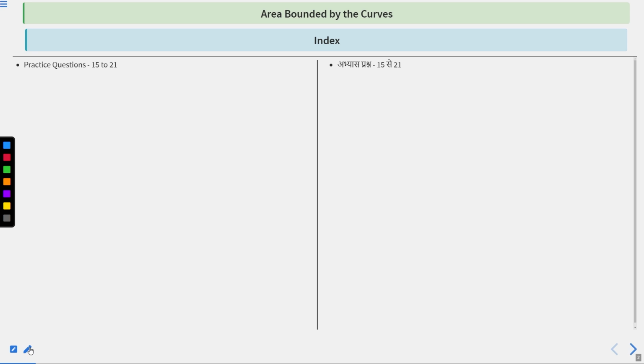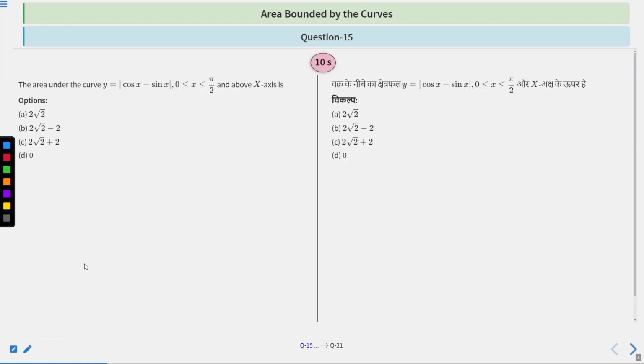In this session, we will start from question number 15 and we will discuss till question number 21. So let's start with question number 15.